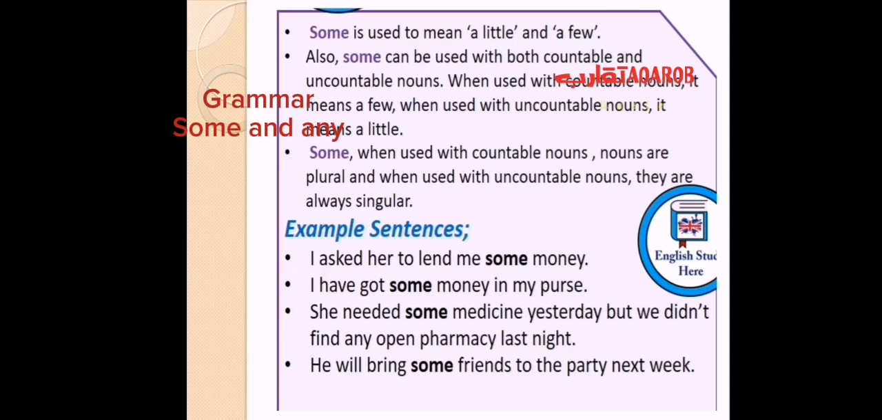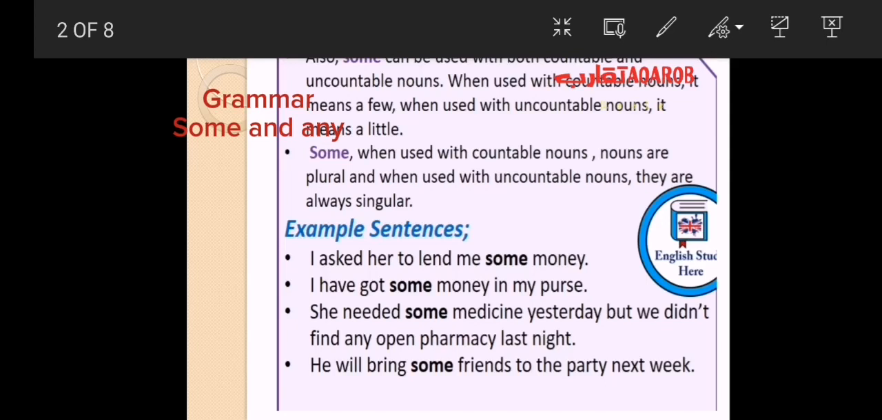And sometimes we use some with uncountable nouns like sugar, like water. So sugar and water, these nouns are uncountable, we can't count them. And we said some means few or little, so we use it with countable and with uncountable nouns.